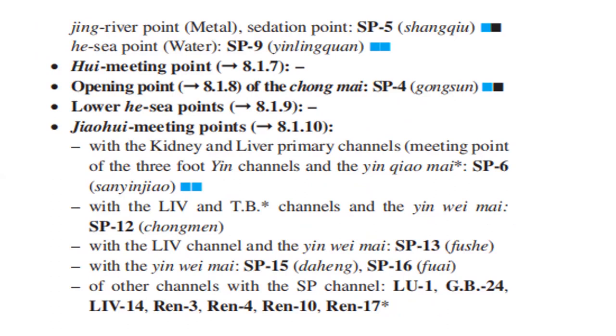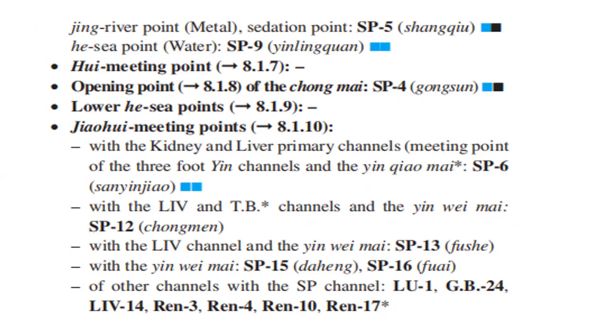Jiao hui meeting point, opening point of the Chong Mai, Spleen 4. Lower he sea point. Jiao hui meeting point with the kidney and liver primary channels, meeting point of the three foot yin channels and the yin qiao, Spleen 6.